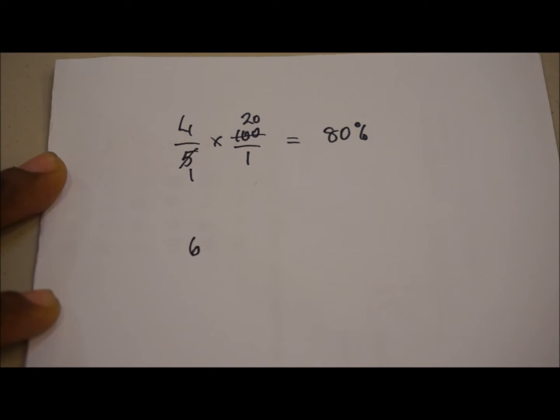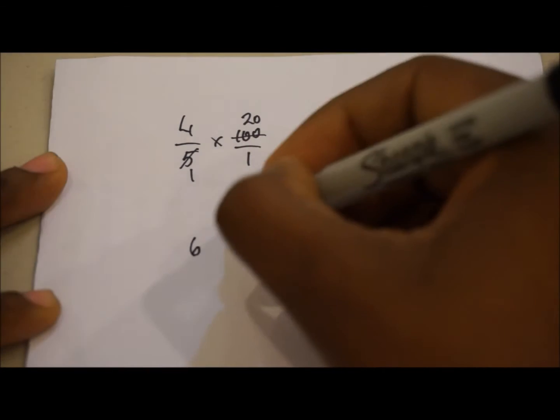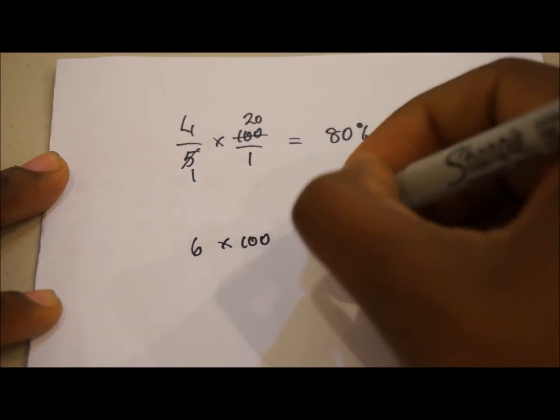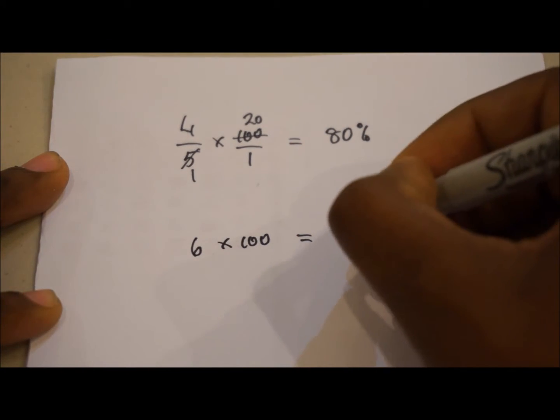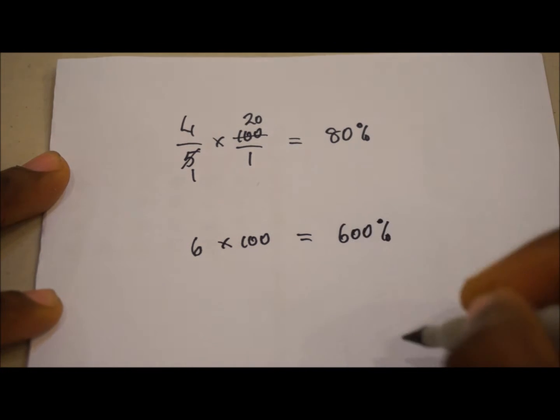I'm told 6. Change 6 into a percent. I would simply multiply 6 by 100. 6 by 100 becomes 600%.